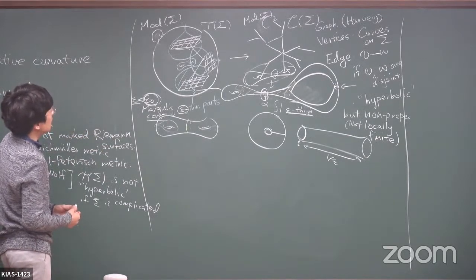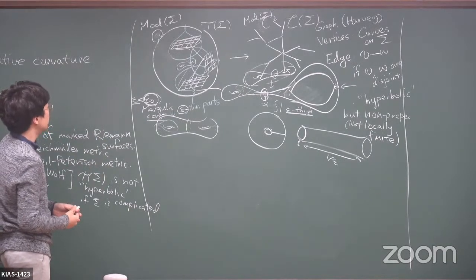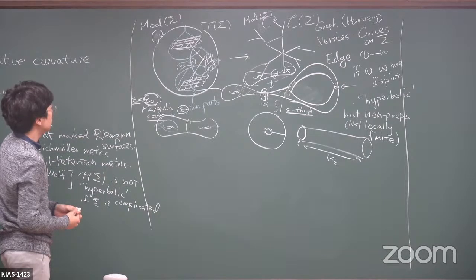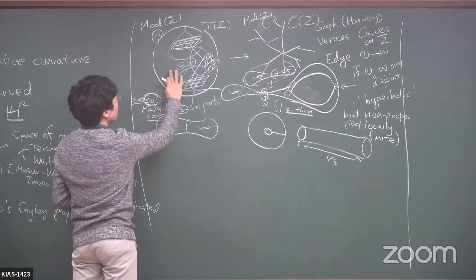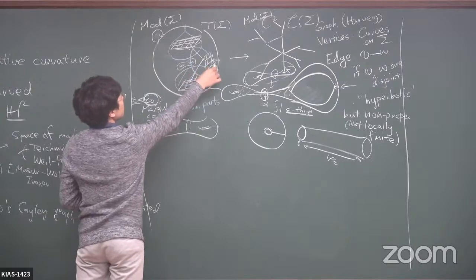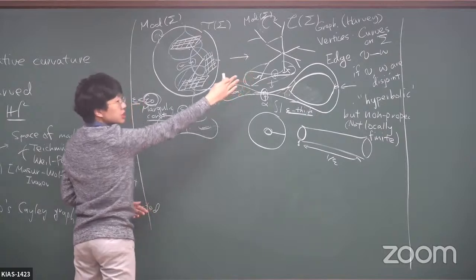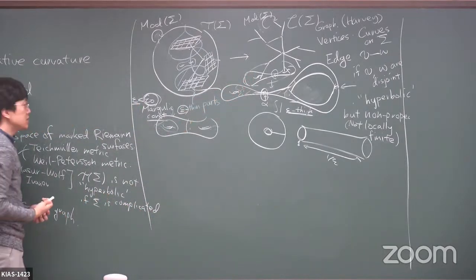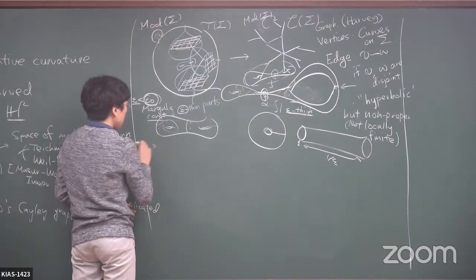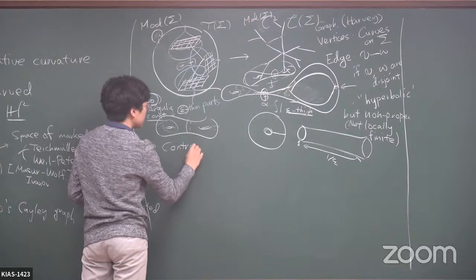Before describing the dynamics of the mapping class group on these geometric objects, I will describe this kind of partial hyperbolicity. If you collapse this, if you ignore these flat parts, then it becomes hyperbolic. But there's another way to describe this phenomenon, which is called the contracting property.